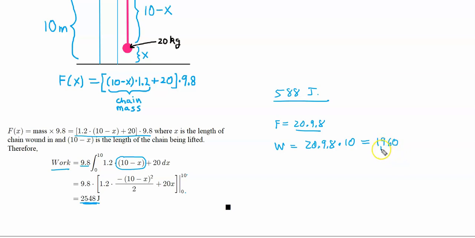And that gives us 1960. If we take this number and add it to the 588 for the amount of work required to wind in the chain, we get 2,548. So notice this is 588 plus 1960, and that makes sense. This is the amount of work required to wind in just the chain. This is the amount of work required to lift the 20 kilogram mass 10 meters upward. And there you go, we could have done it like that also.